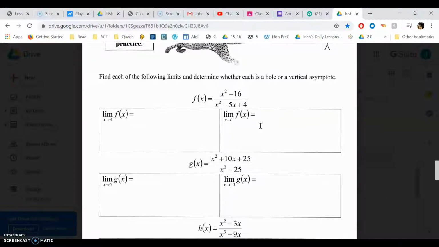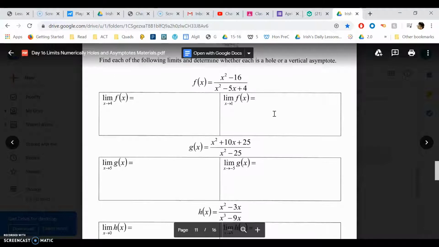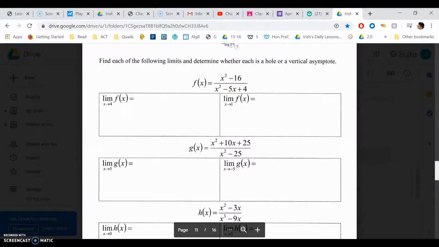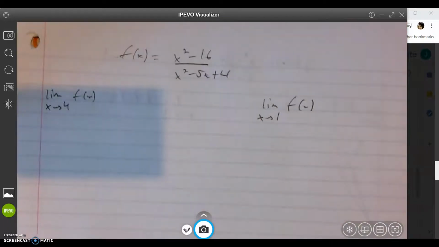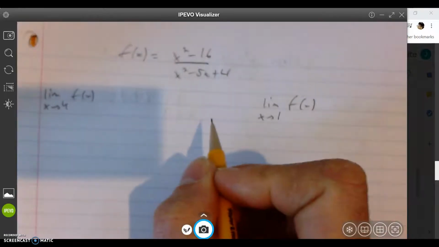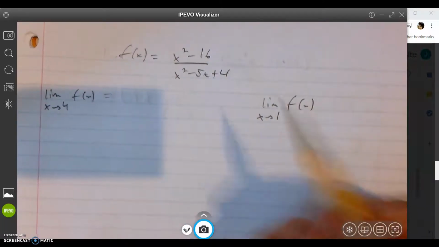So find each of the following limits and determine which is either a hole or a vertical asymptote. So we know that if we have 0 over 0, indeterminate, there's a hole. If we have undefined, there's a vertical asymptote. So we're going to do 1, 2, 3 right here. Write these down, pause it, see if you got it. And let's begin, shall we? Here's the first one on the top, f of x. So first one, we're going to find the limit as x approaches 4 of f of x. Try and do this on your own first. Pause the video and see if you can do it. And then unpause it and see if you got the right answer. If not, pause it and fix it.